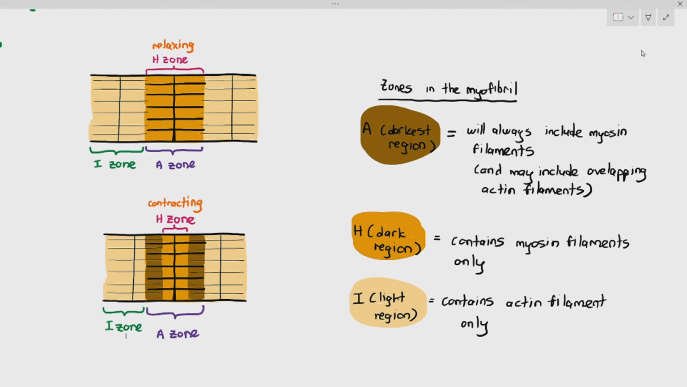The A zone will always remain constant, no matter what, whether it's contracting or relaxing. Some students will be like, but you said that the A zone has to be the darkest, so shouldn't it include only the very dark area or the darkest region? It should, but for some reason we have decided to say that the A zone remains constant. Okay, just go with it for the purpose of your exam. It's a little bit confusing, I know, but I hope you understand that part.